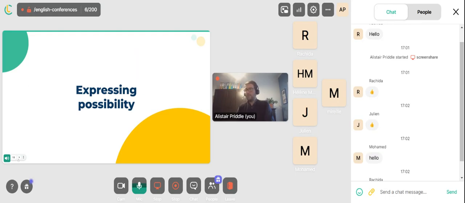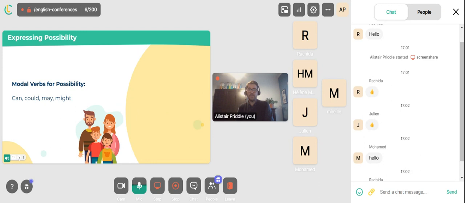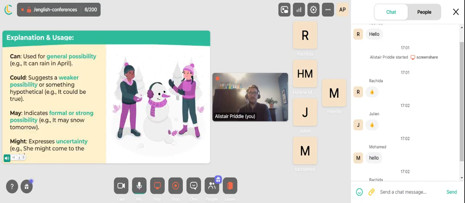Well, let's start with the first function for today, which is possibility. So expressing possibility. Here are some modal verbs for possibility. Can, could, may, and might. Explanation and usage. Can, used for general possibility. For example, it can rain in April. It's possible.